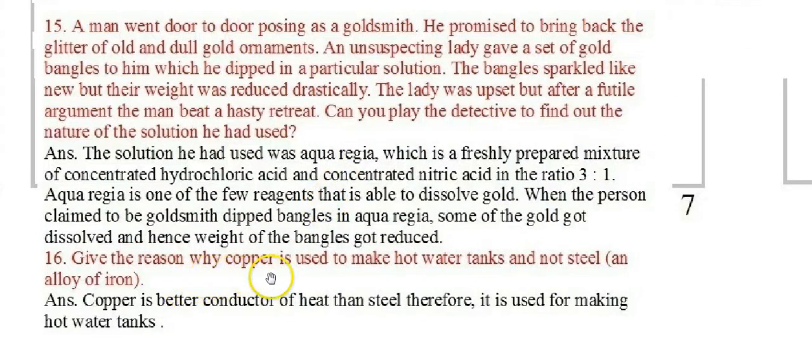16th question: give the reason why copper is used to make hot water tanks and not steel. The main reason is that copper is a better conductor.